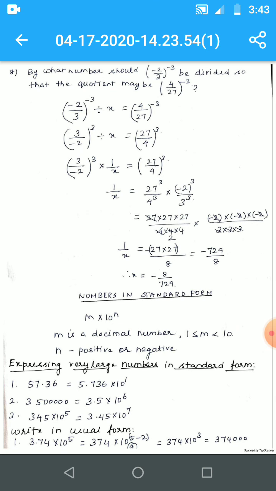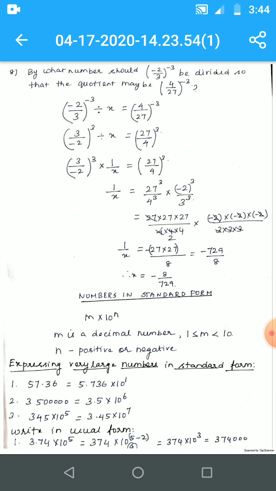So we take it as x, that is equal to (4/27)^-3. We take the inverse of the rational number, (3/-2)^3, so the power becomes positive, divided by x equal to, take the inverse of the rational number, so the power becomes positive. 4/27 becomes (27/4)^3.